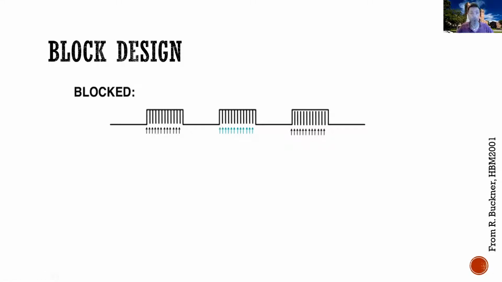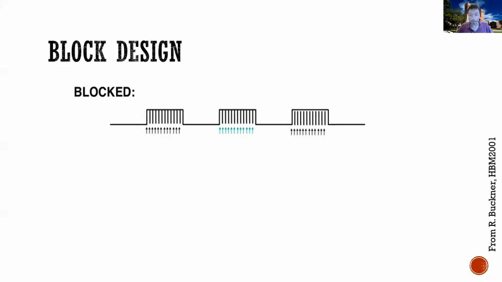And then you would have a block of condition B, perhaps pictures of houses. And so again, for a period of 30 seconds, you would get a number of different pictures of houses back to back. And then at the end of that block, you would get another rest period. And then you would see again a block of faces and so on and so forth. So these designs are, for obvious reasons, referred to as block design.